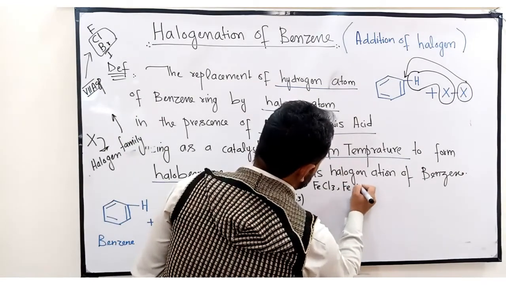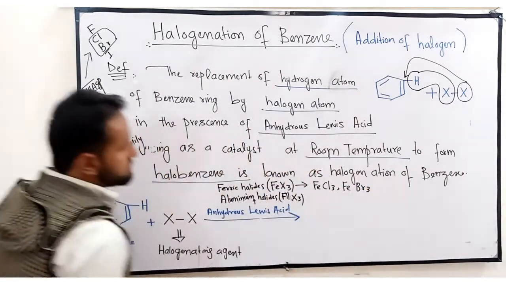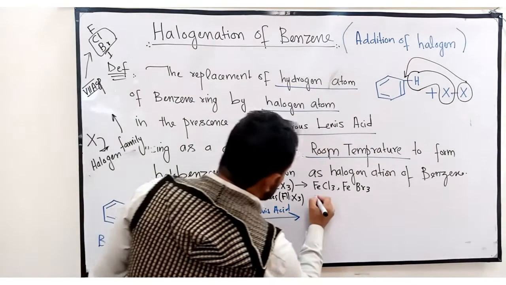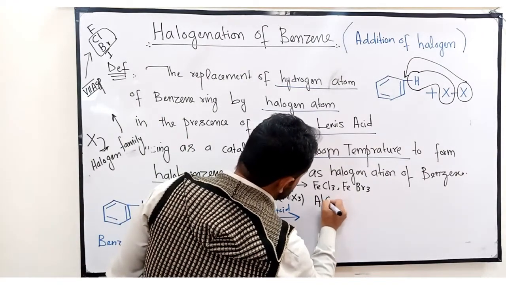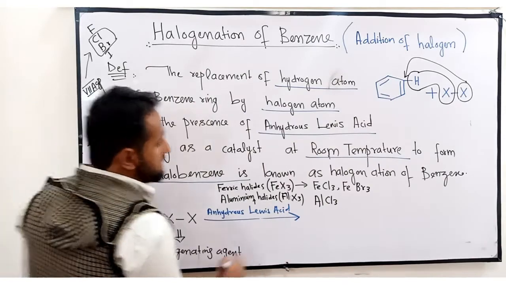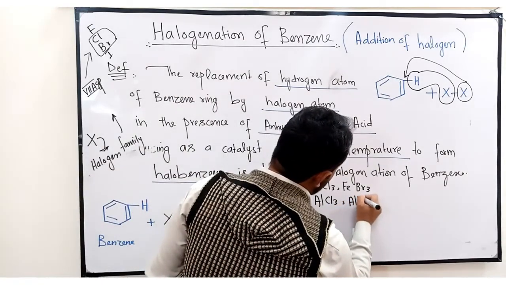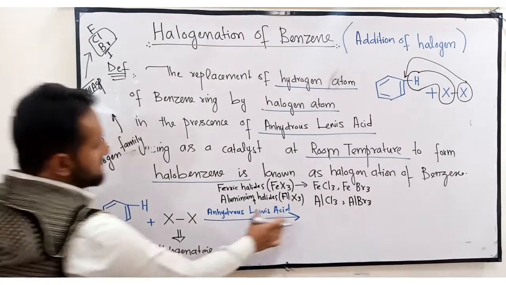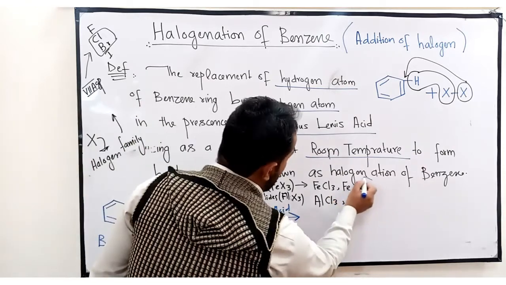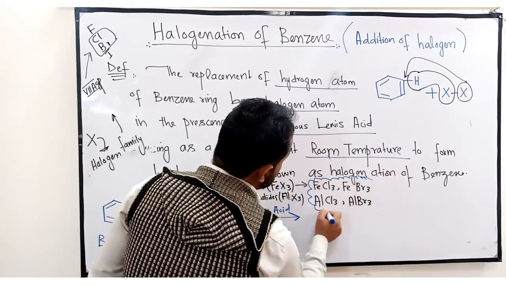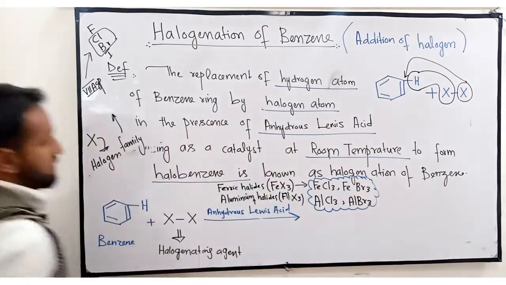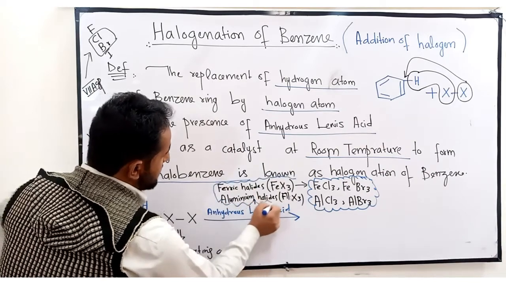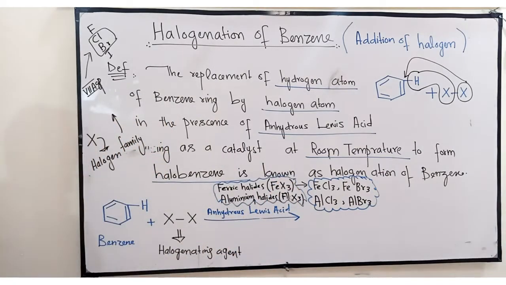Similarly, FeBr3 can also be used as a Lewis acid. In the case of aluminum halides, we can use AlCl3, aluminum trichloride, as a Lewis acid. Similarly, AlBr3 can also be used as a Lewis acid. So these are basically the examples of the Lewis acids which are used during these reactions. Understand? These are Lewis acids, and they should be anhydrous.